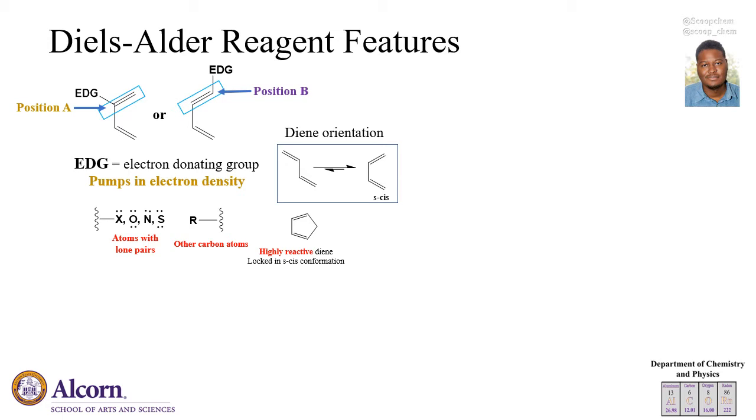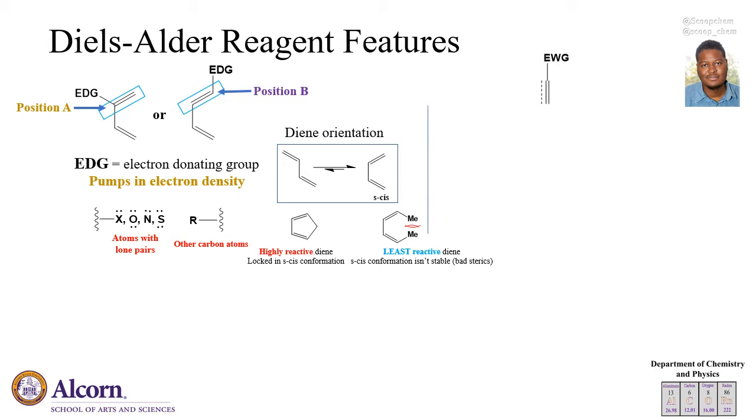So cyclopentadiene is extremely reactive because it's locked into this S-cis orientation. However, this molecule drawn here is not as reactive because there's an unfavorable methyl to methyl interaction, or steric interaction. So this diene is a little less reactive than others because of that interaction.